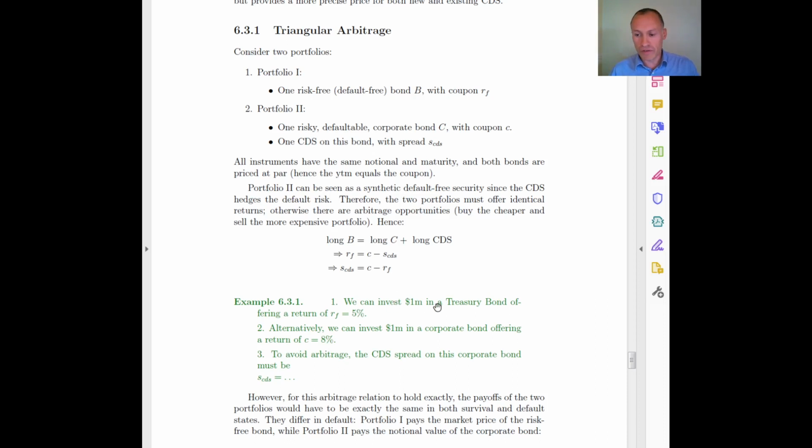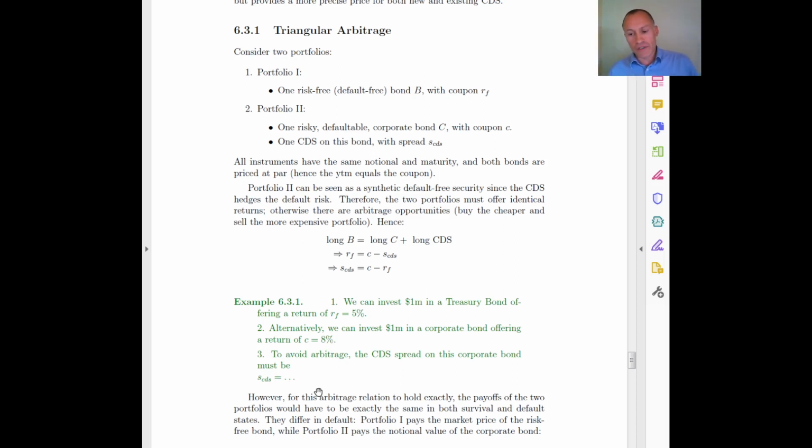With some numbers, suppose I invest 1 million in a treasury bond offering a risk-free return of 5%. Alternatively, I can invest the same amount of money in a corporate bond offering a coupon of 8%. Then, to avoid arbitrage, the CDS spread on this corporate bond should be equal to the difference, 8 minus 5, so the spread of the CDS should be equal to 3%.